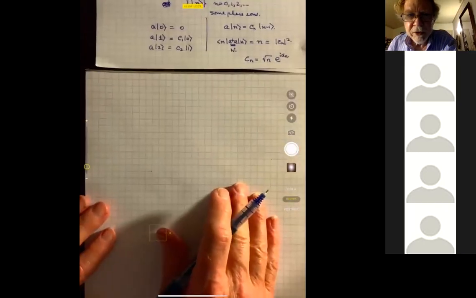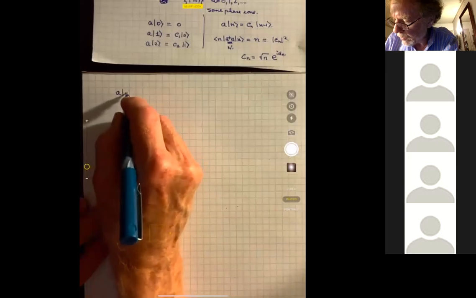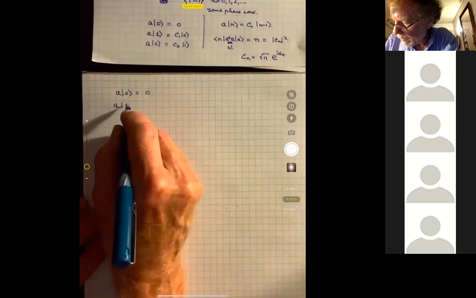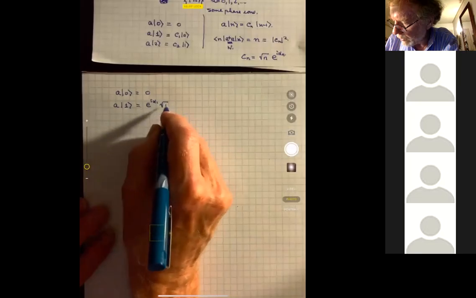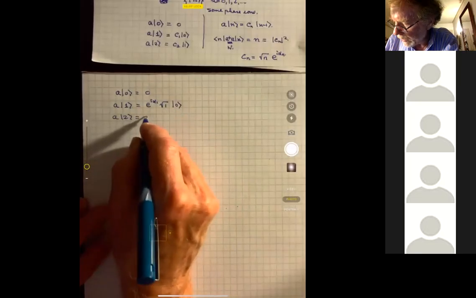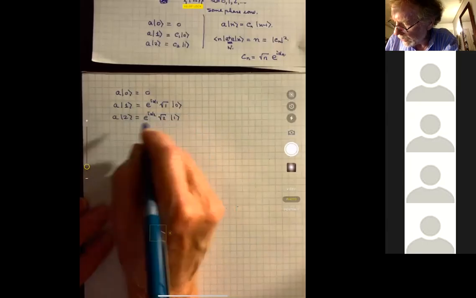If I then write out these lowering relations with these phase factors, what I now have is A acting on 0 is equal to 0. A acting on 1 is equal to e to the i alpha 1 times the square root of 1 times 0. A acting on 2 is equal to e to the i alpha 2 times the square root of 2 acting on 1, and so on down the line.